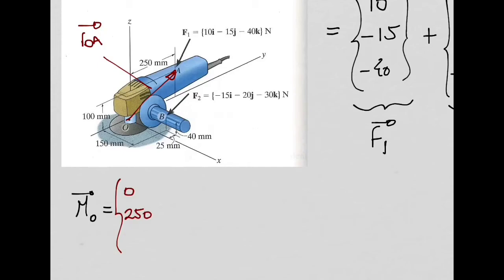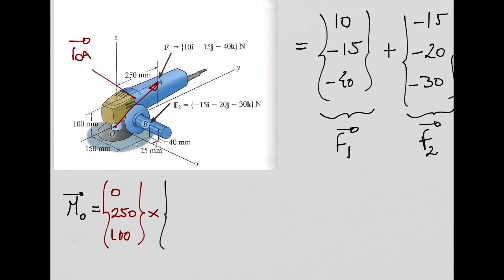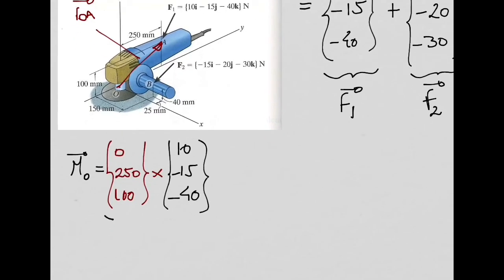So 250 here. What about the z component? I'm looking for this one. What is this component here? It is my z component. You all agree? How much is it? 100. Now I need to do the cross product with the force vector F1. And force vector F1 we have it already here. So I can just copy it: 10, minus 15, minus 40. Okay? So I can write like this. This is my position vector, ROA, and this one is my force vector, F1.